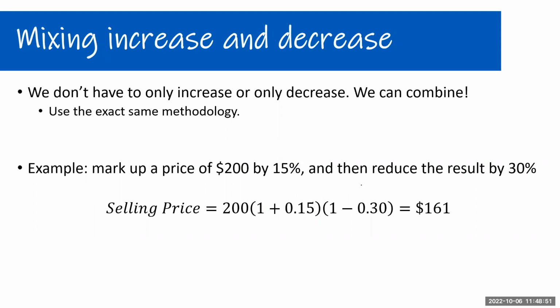Now, so far we've talked about straight increase or straight decrease, but we can actually mix them. Okay, we're going to use the exact same methodology. You can mix and match these pluses and minuses, all this is saying. So let's say that you mark up a price of $200 by 15%, and then you reduce the result by 30%. So here's your original, start at 200. Here's the markup of 15%, and here's the reduction of 30%. Okay, we can do that all at once in our calculator and see that now the result is $161.